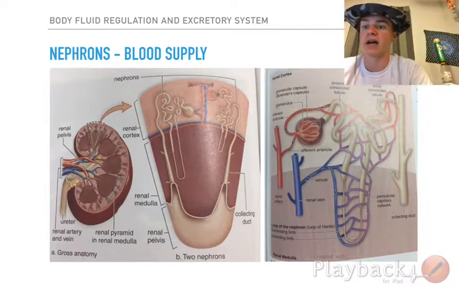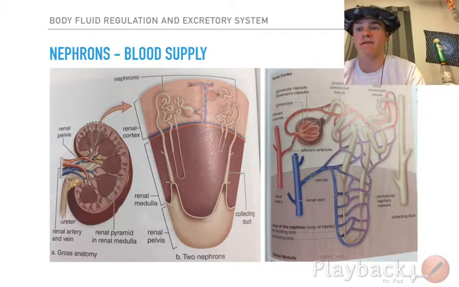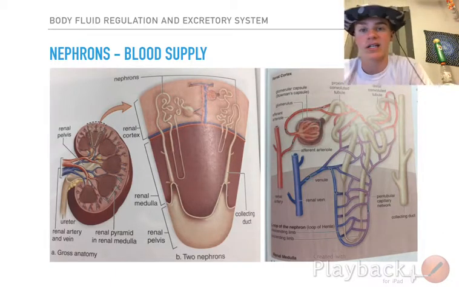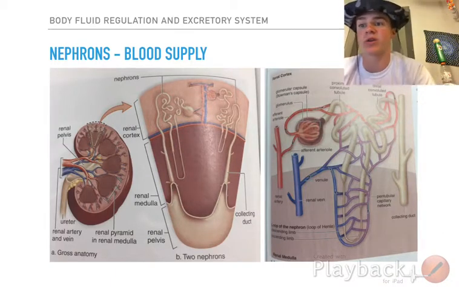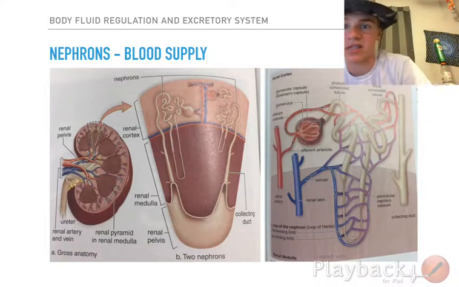And then a deeper look down, you see the renal cortex, renal medulla, and also the renal pelvis. Inside there, you're going to have collecting ducts and nephrons, a big part of filtration to get the excretory system going. And on the right is an even more detailed look at what happens in the renal cortex. You have a lot of stuff going on. The renal artery and vein come in. The renal artery is what starts it.